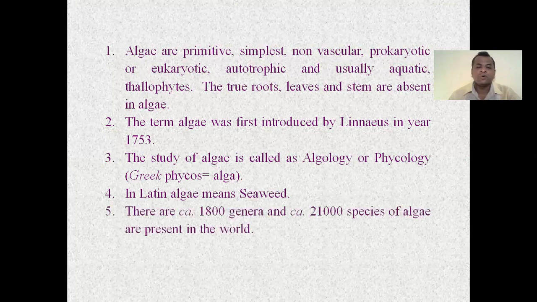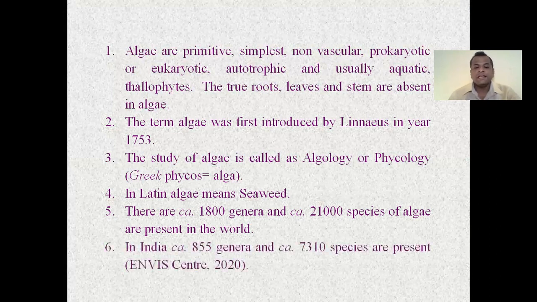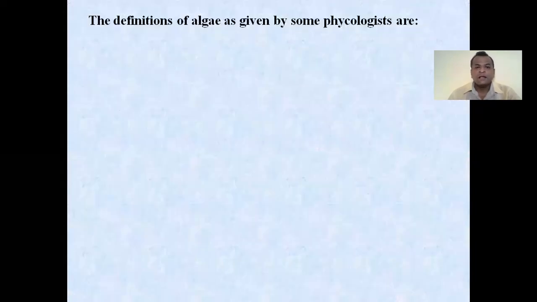There are about 1800 genera and 21,000 species of algae present in the world. In India, about 855 genera and about 7,310 species are present. Let us know some definitions of algae given by some phycologists.